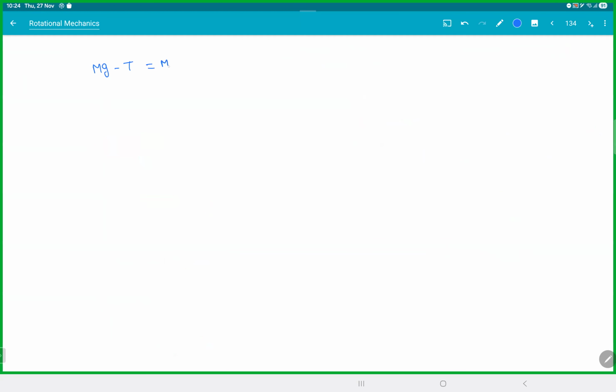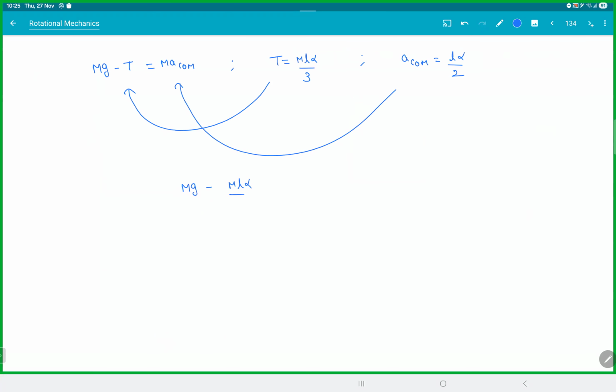mg minus T is m a COM. T is equal to ml alpha by 3. a is equal to L alpha by 2. What do you want to find? You want to find a and alpha. So take T, dump it here, take this thing, put it here. mg minus ml alpha by 3 is equal to ml alpha by 2. M goes off, then alpha will be 6g by 5l. Check. Right, Arya, I think you got the same thing. Then you'll get everything else.